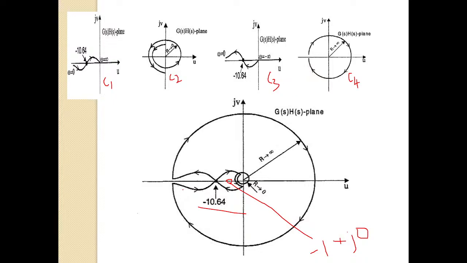Just remember that if minus 1 plus j 0 is encircled clockwise twice, there will be two poles lying on the right half of S-plane. So is the system stable now? Two clockwise encirclements of minus 1 plus j 0 means the system is unstable. It's not stable. So minus 1 has been encircled clockwise twice, so two poles will be lying on the right half of S-plane for the closed loop system. The system is not stable. The system is an unstable system.